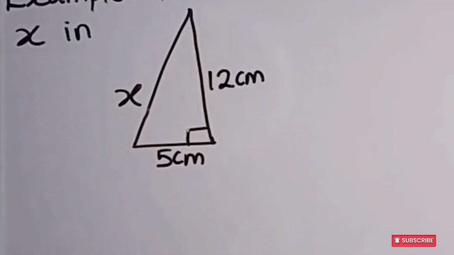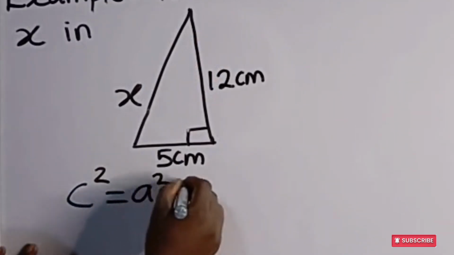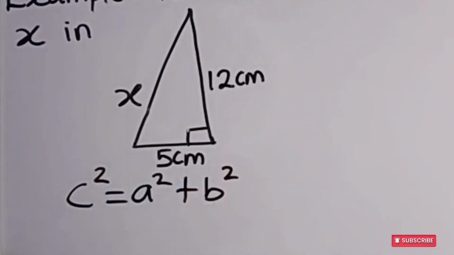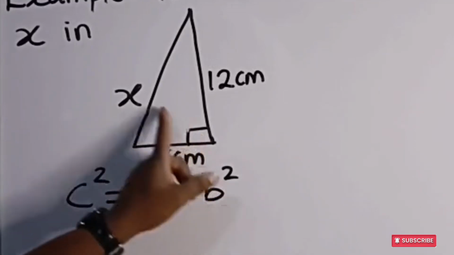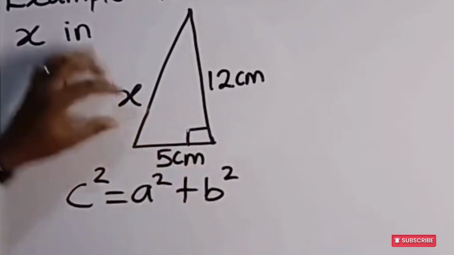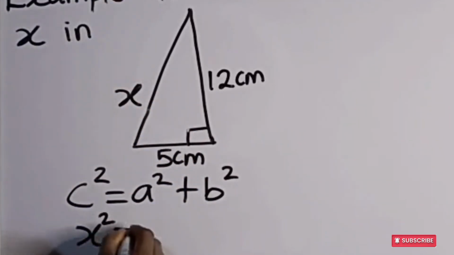Using the formula, C squared is equal to A squared plus B squared. So the first thing you identify is your C. Your C is the side opposite the 90 degrees, which is called the hypotenuse. So this is the 90 degrees. So the side that is opposite it is this. Therefore, our C is x. So we have x squared is equal to.